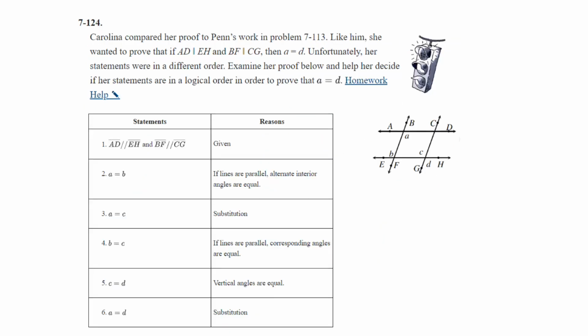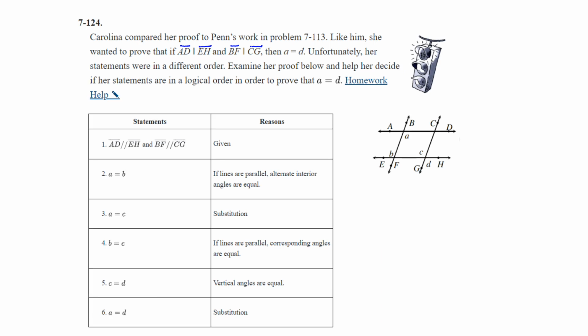Question 124. Carolina compared her proof to Penn's work in problem 7-113. Like him, she wanted to prove that if AD is parallel to EH and BF is parallel to CG, then A is equal to D. So you might need to go back and look at question 113, but that's what we were trying to prove. Unfortunately, her statements were in a different order. Examine her proof below and help her decide if her statements are in a logical order in order to prove that A is equal to D.